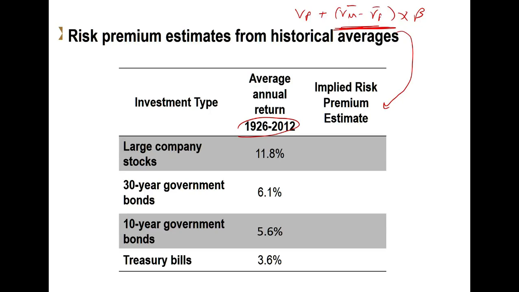So the large company stocks, on average, have given me 11.8% return. If I say that large company stocks have earned on average for the past number of years, and there are quite a few years here, 11.8%, what is this really representing? This is representing the average market return. Now, if I want to find the market risk premium, what else do I need? I need the market return, and I also need the average risk-free rate.